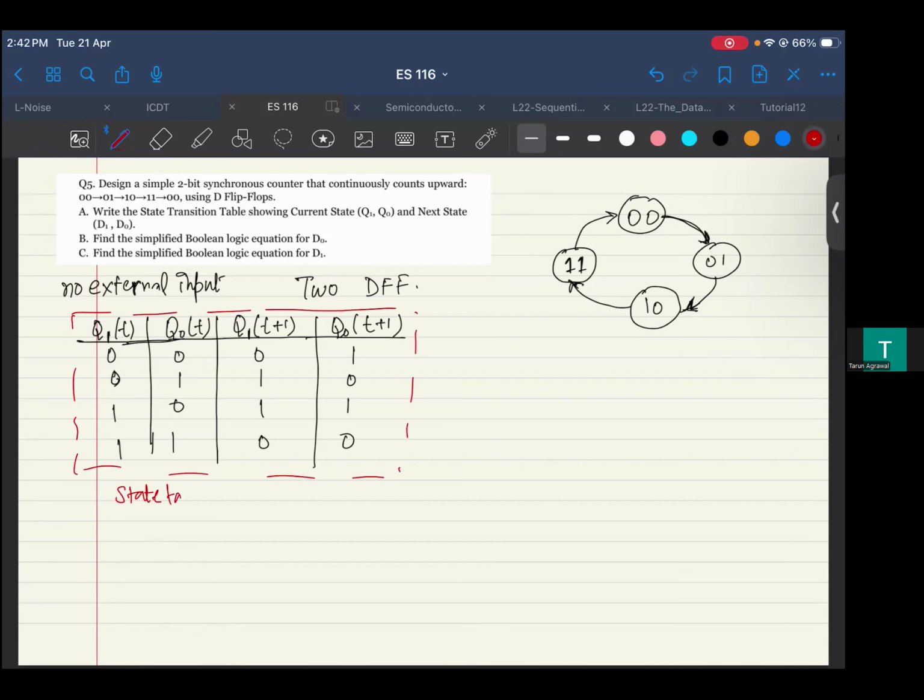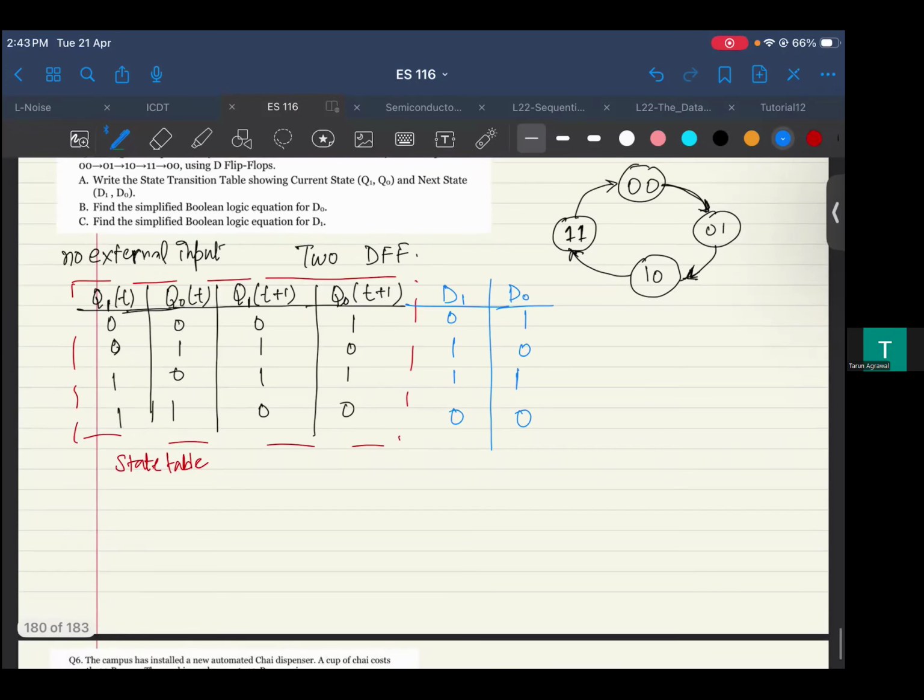Now that is where you can start from, and the only thing you have to add is 2 columns for what should be the D input, right? So D1 and D0, which you have to look at in the excitation table. It's very easy in a sense. D is just copying the Q t plus 1, so D1 would be 0, 1, 1, 0, and D0 should be 1, 0, 1, 0, right? That is your step.